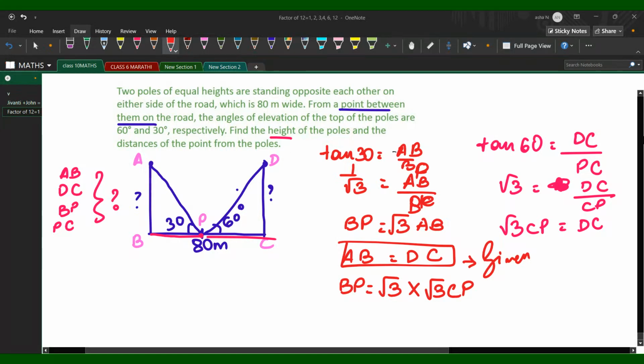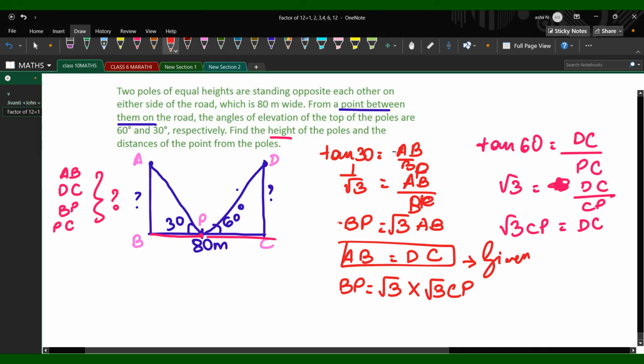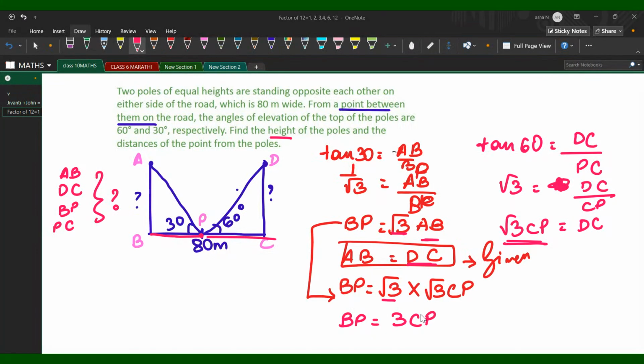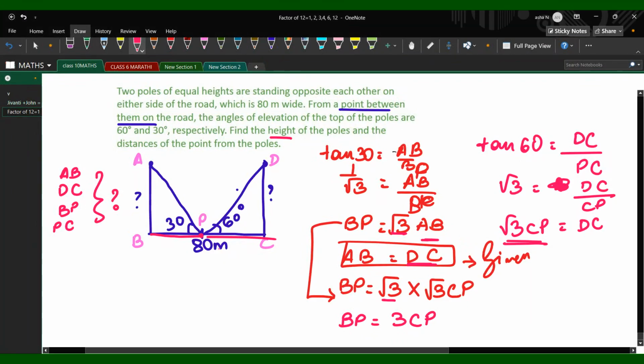Just have a good look at what I have written there. This BP I wrote as it is. Root 3 I wrote as it is. Instead of AB, I wrote DC. And what is DC? Root 3 CP. Now it is clear? Now we got BP, which is equal to 3 CP.